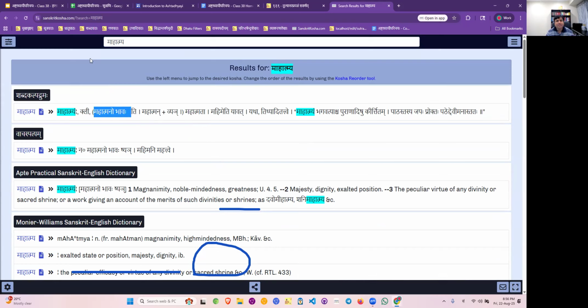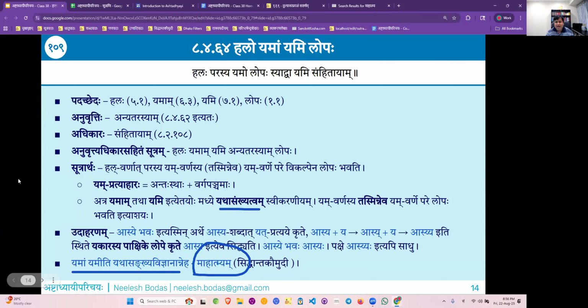Mahatmanaha bhavaha iti mahatmyam. Somebody is saying mahatmata. So mahatmata is the same as mahatmyam. Either it is the ta or it is the ya. But what is the breakup? This is a tadhita vritti. Mahatmanaha bhava, being great. So that's mahatmyam.